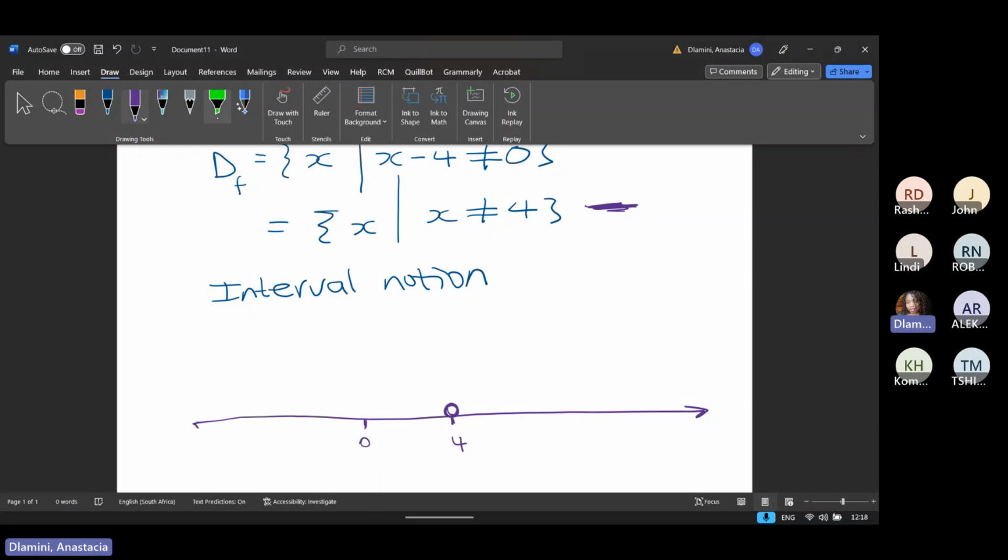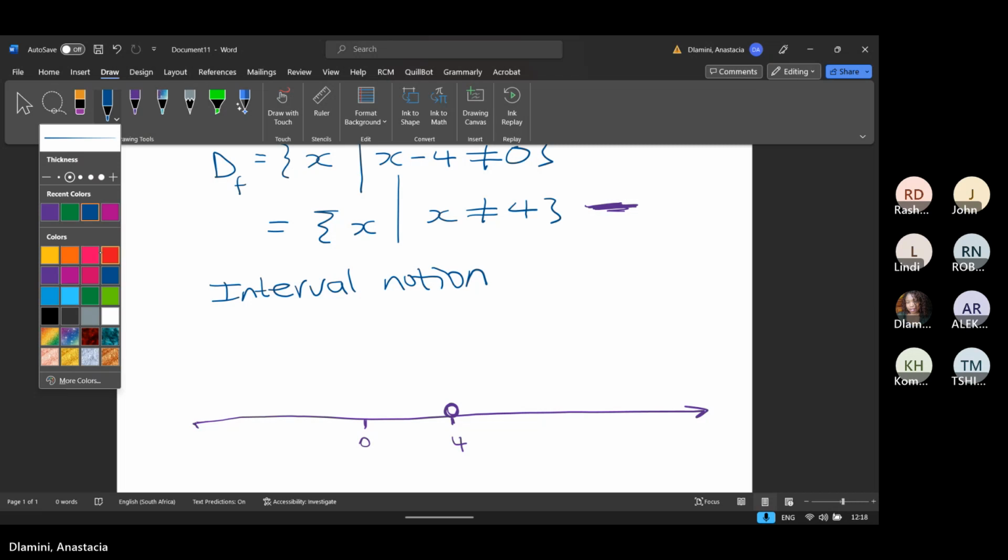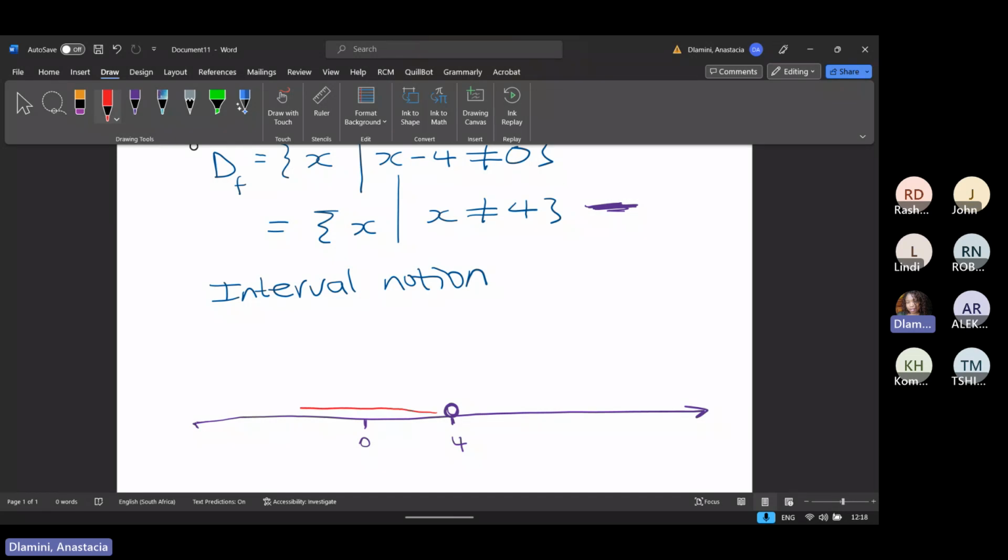What is your domain saying? Can someone help me? My domain is saying that x is any number to the left, any number to the right, but not including 0. I mean, not including 4. Does that make sense?